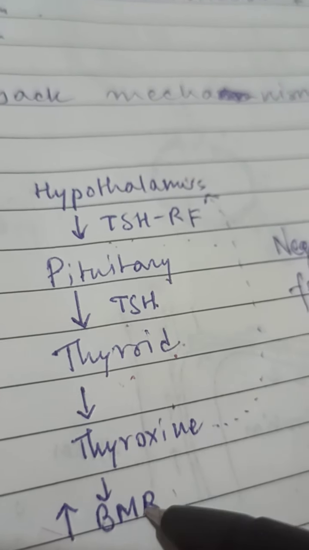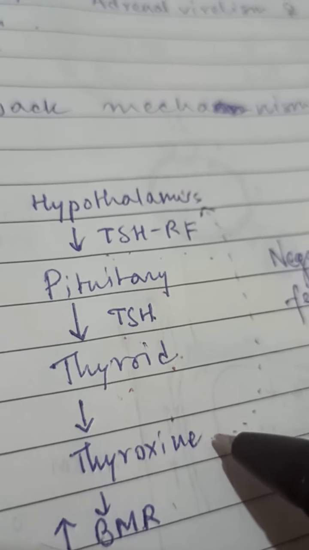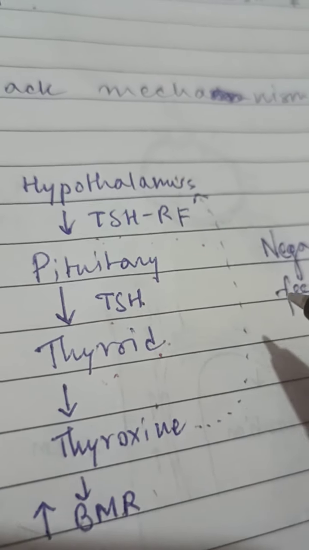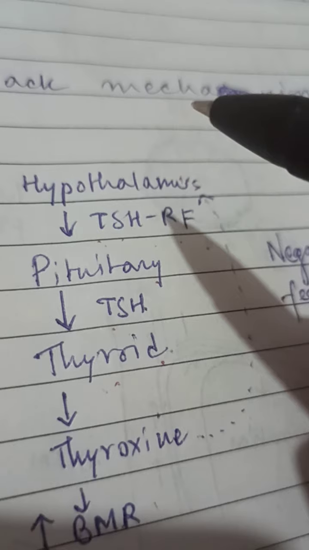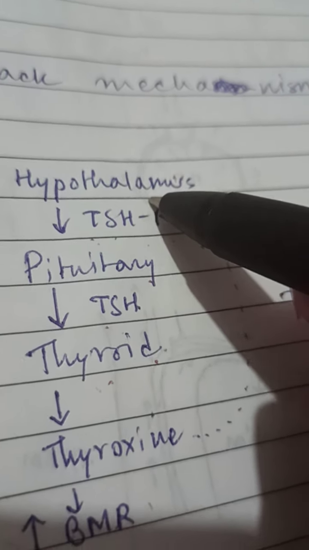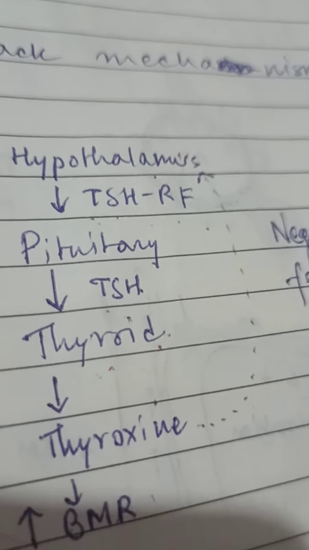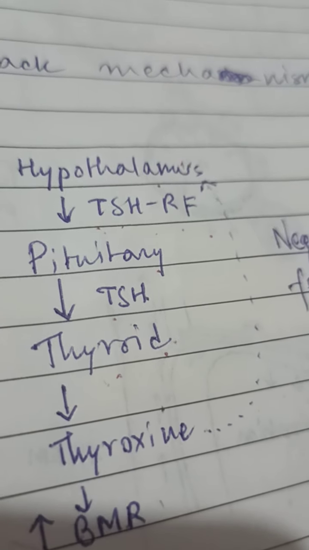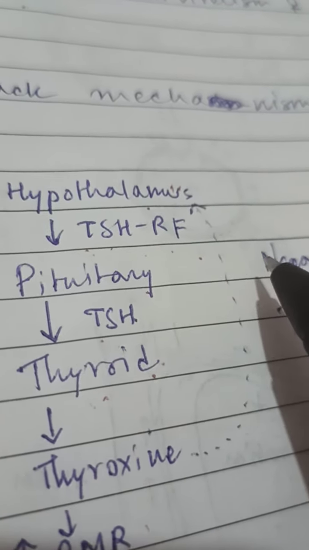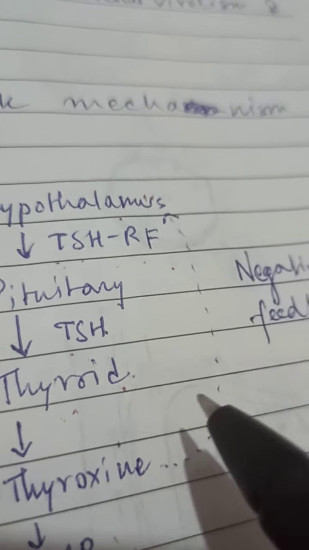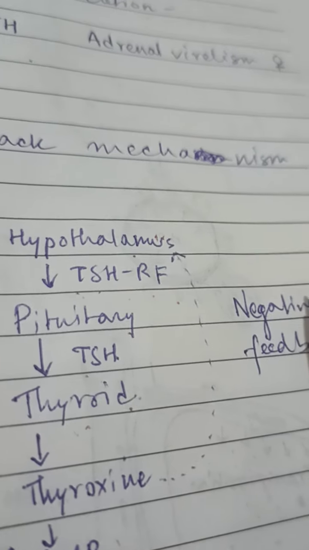Now if it is not required, then this excessive thyroxine present in the body, more than required, will go back and signal the hypothalamus that it doesn't need it. So the TSH-RF secretion will completely stop, and if that stops, then the rest of the entire process will stop. This process is what is known as negative feedback.